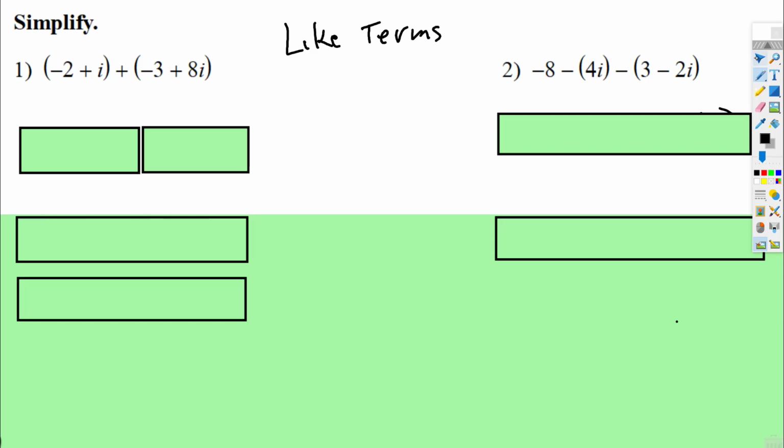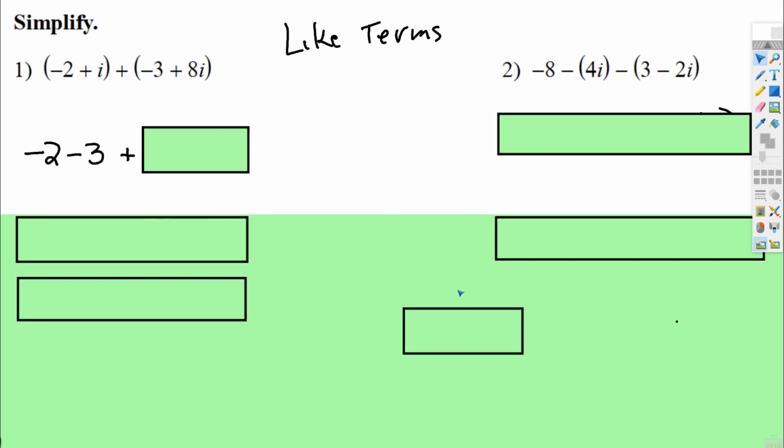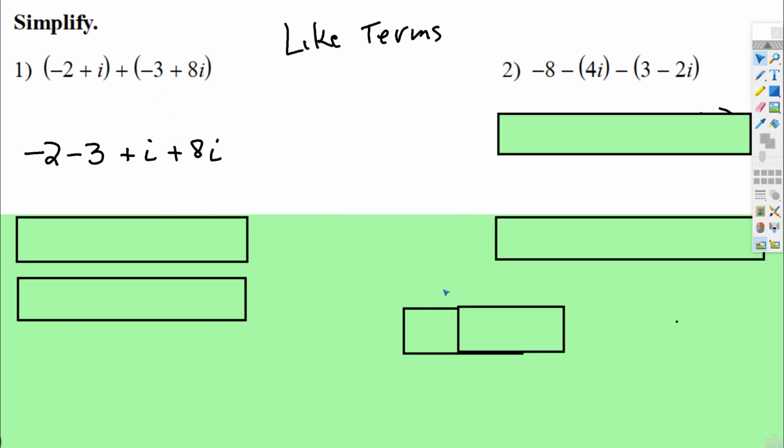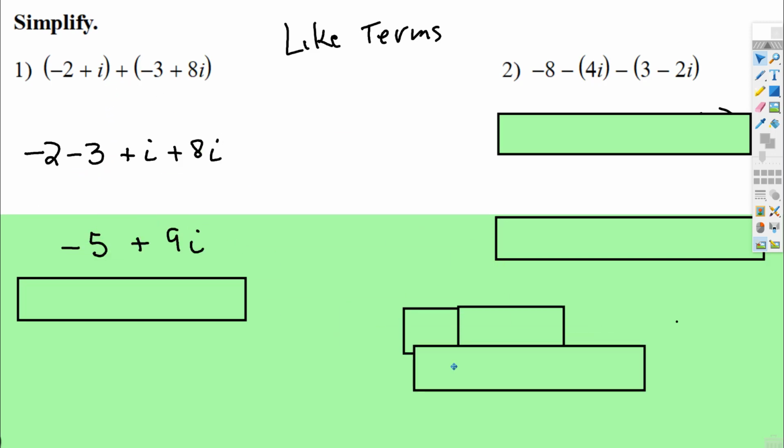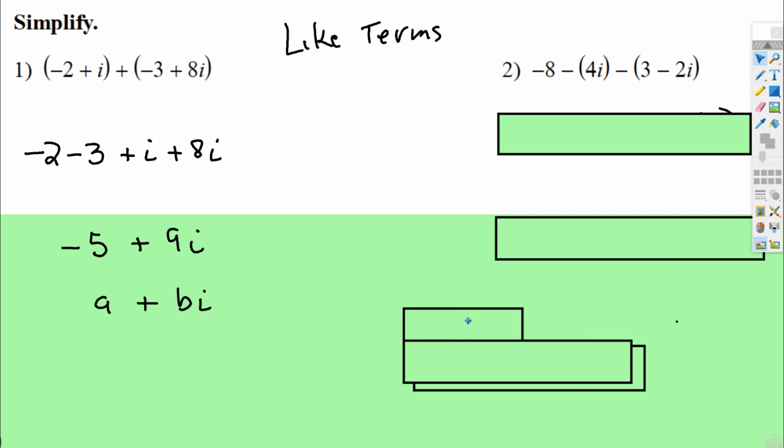That's it. So for this problem, we have -2 plus i, and then you're adding the complex number -3 plus 8i. So you add the two reals together, -2 plus -3, and then i plus 8i. And then you simplify that, and it's already in the form a plus bi. So this right here is a complex number in this form.